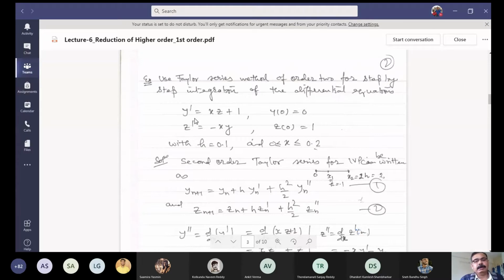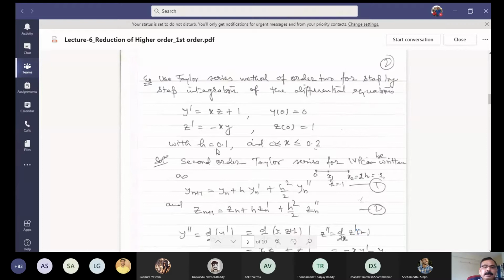Here you see the two differential equations are given in a system of equations form. If you proceed further, you differentiate them, you will find that this will reduce to a second order differential equation. You can try the reverse way also. So y prime equal to xz plus 1 and z prime equal to minus xy, y0 is 0, z0 is 1.